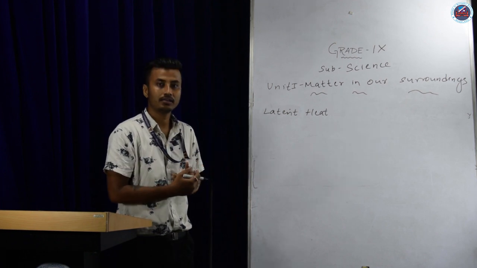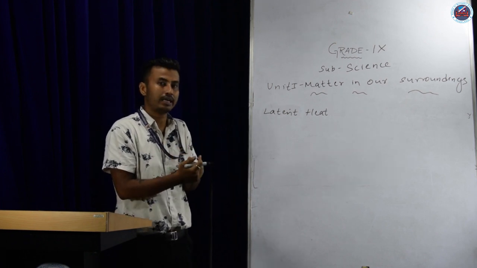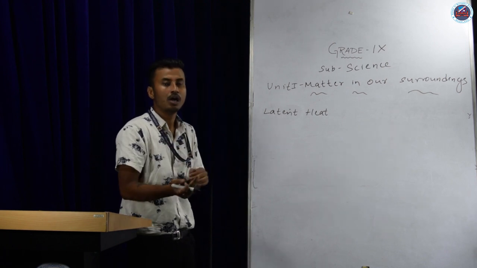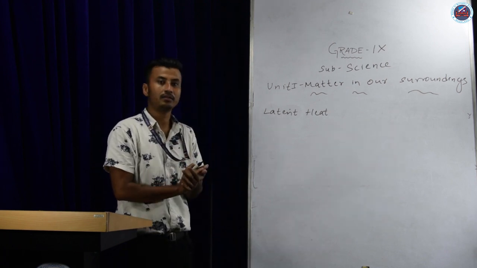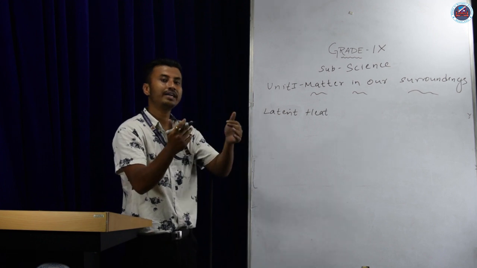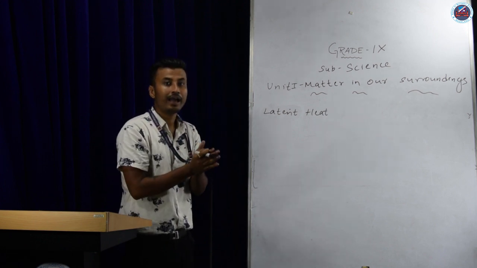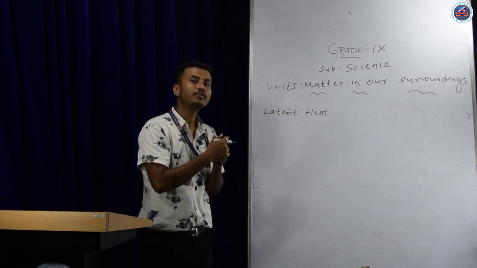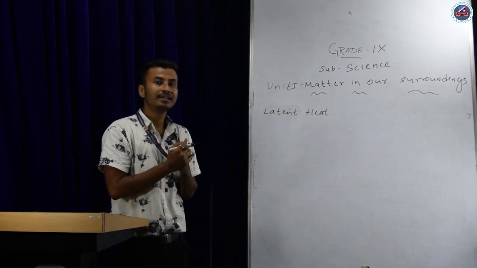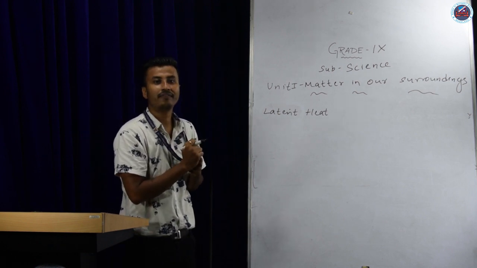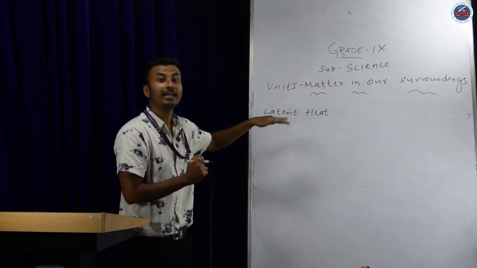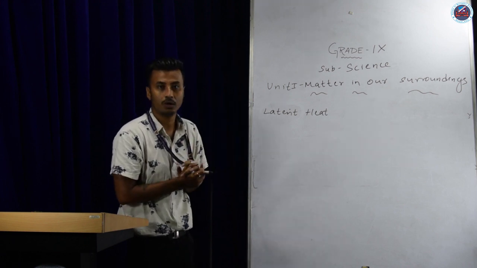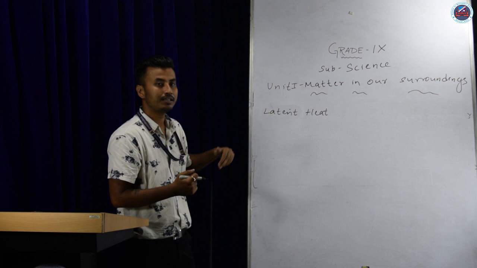In the previous class, we studied a few concepts from your unit 1, that is matter in our surroundings. We understood the concept of matter, atoms, how the particles of matter behave, and what the characteristics of particles of matter are. By the end of the previous class, I had told you that in this chapter we have to finish latent heat and evaporation. These are the only two topics left which we have to cover right now. So let's proceed with latent heat.